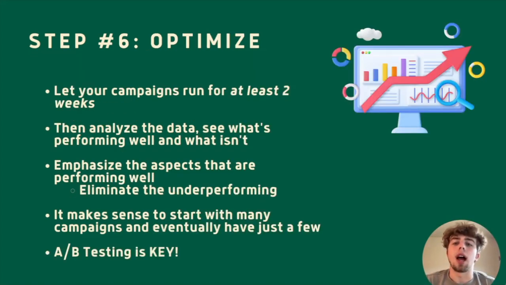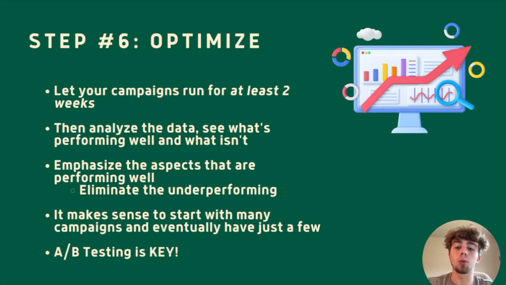Now, step 6 is to optimize. As I said, you need to let your campaigns run for at least 2 weeks. At least. Really, it should be a month, month and a half, maybe even 2 months. You need to gather data. So once you have that data, analyze it, see what is performing well, see what isn't performing well. Emphasize the aspects that are performing well and eliminate the underperforming aspects.